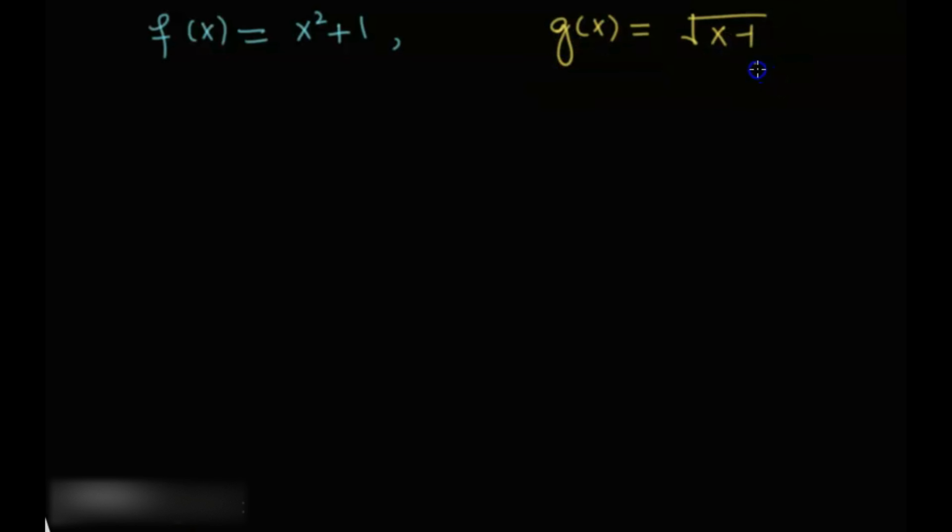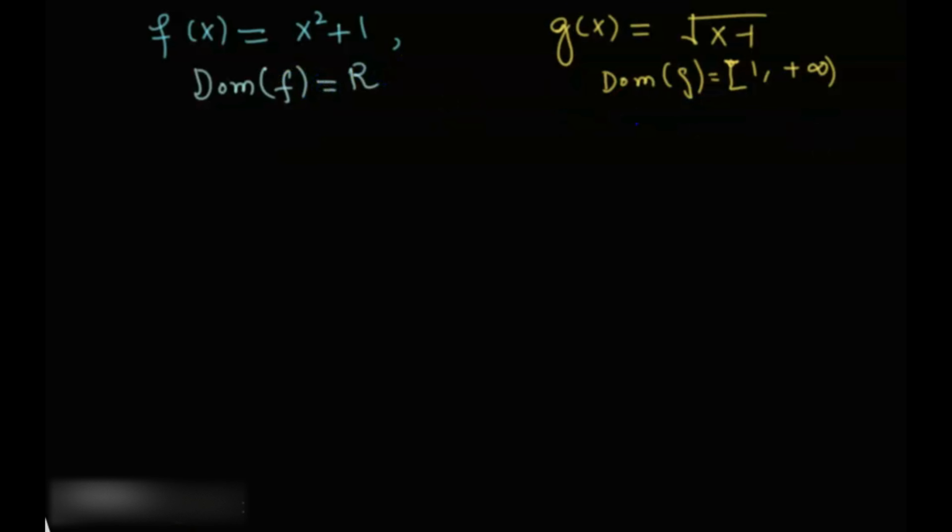Let's now consider an interesting example where I consider f of x to be a polynomial function, let's say x square plus 1, and another function g of x, which is the square root of x minus 1. Don't forget that the domain of this function g is 1 to plus infinity, so all numbers greater than or equal to 1. And the domain of f is all real numbers.